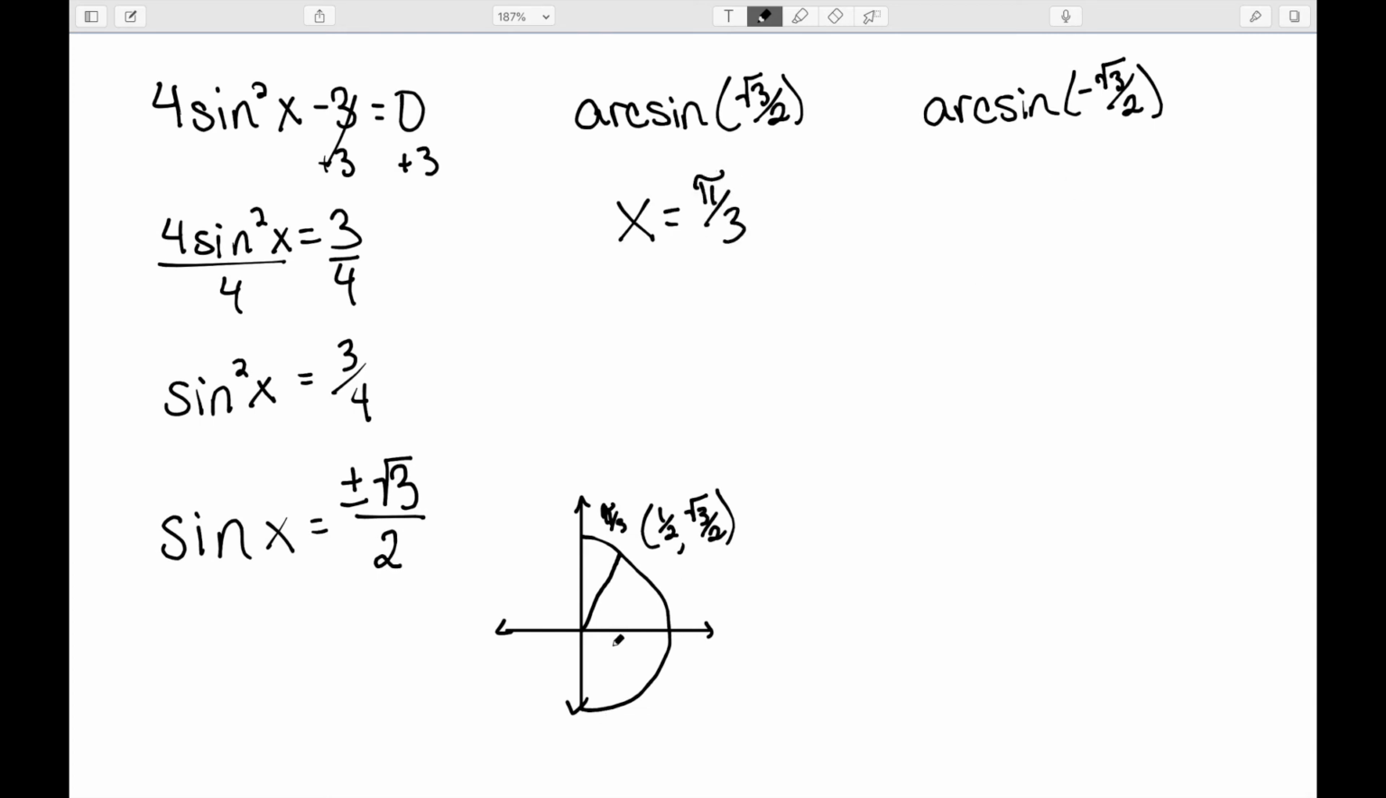For negative root 3 over 2, that point is going to be down here where the y-coordinate is negative. So we are going to need to go down, in other words, negative pi over 3. So this one has two solutions, pi over 3 and negative pi over 3.